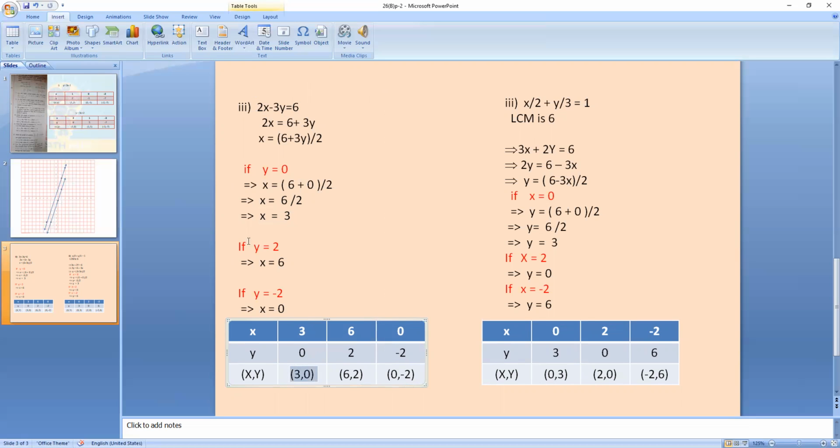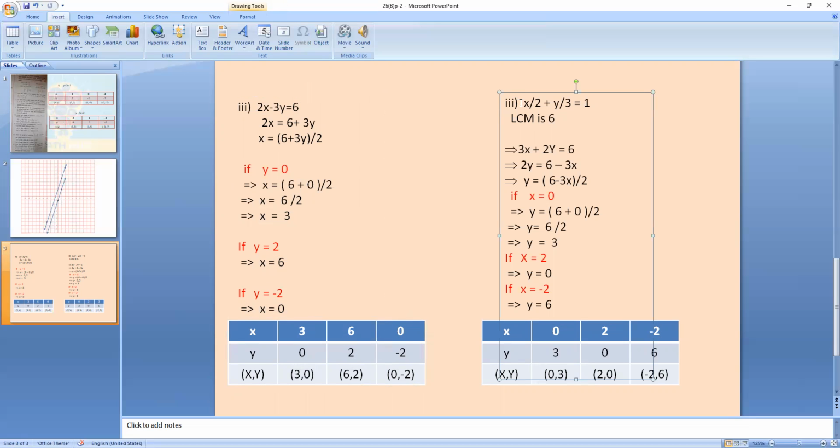Right? In the same way, if y is equal to 2, we'll get x equal to 6, and y equal to minus 2, we'll get x equal to 0. Right? Why? Because 3 into minus 2 is minus 6, 6 minus 6 is 0, by 2 it is 0. So these are the 3 points for the first equation.